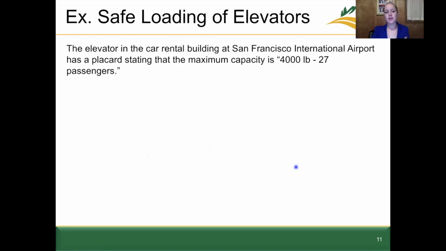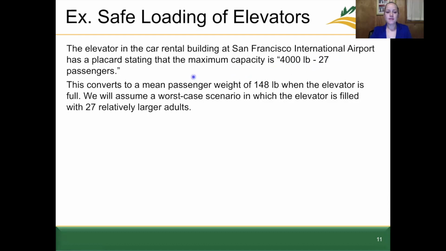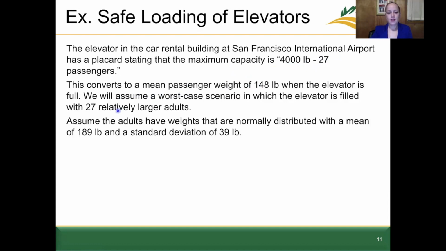Plugging in values. The elevator in the car rental building at SFO Airport has a placard stating that the maximum capacity is 4,000 pounds, or 27 passengers, depending on how they estimated this value. If we assume that every one of the passengers weighs the same, then this converts to a mean passenger weight of 148 pounds. That is when the elevator is full, at capacity. We will assume a worst-case scenario in which the elevator is filled with 27 relatively larger adults. Let's assume the adults have weights that are normally distributed, that's an important part of the question, with a mean of 189 pounds and a standard deviation of 39 pounds.